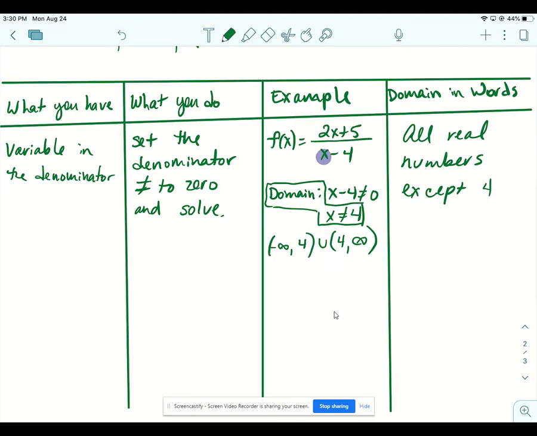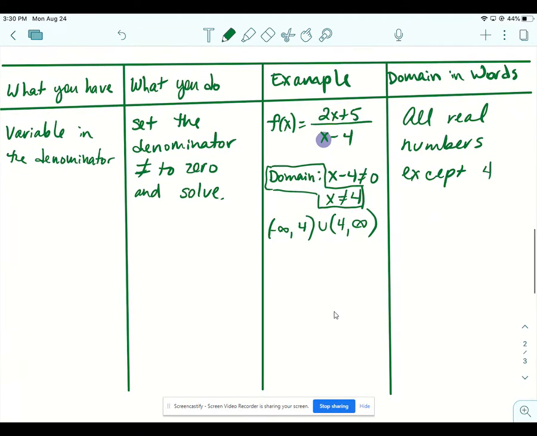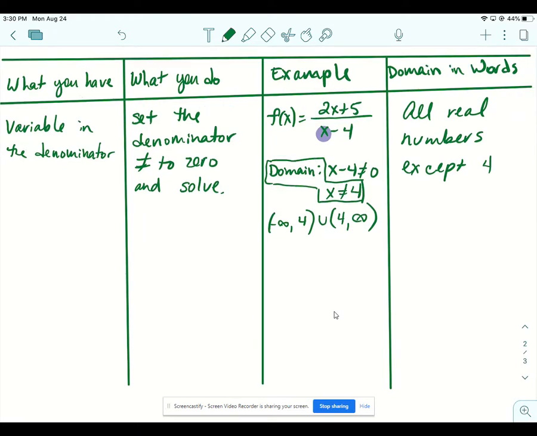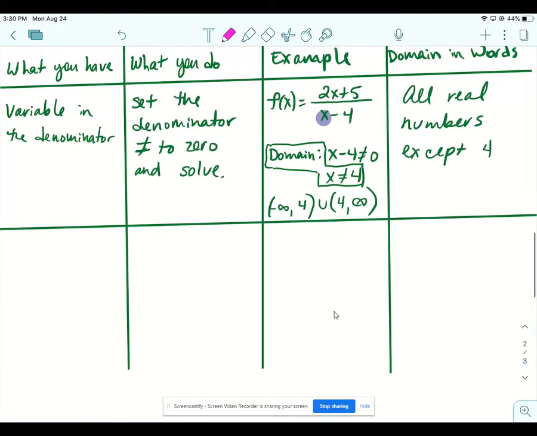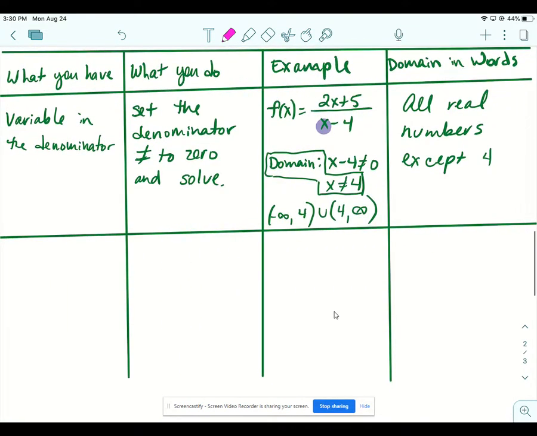Okay, so that's what you do when you have a variable in the denominator. All right, so let me draw my line. And then we'll pick back up with something else. The other thing you could have is a variable under an even root.